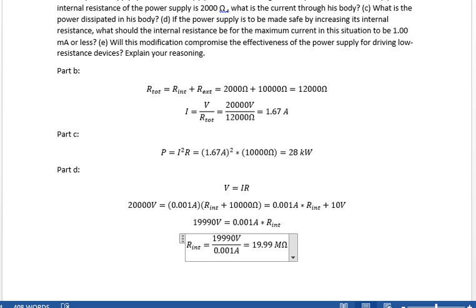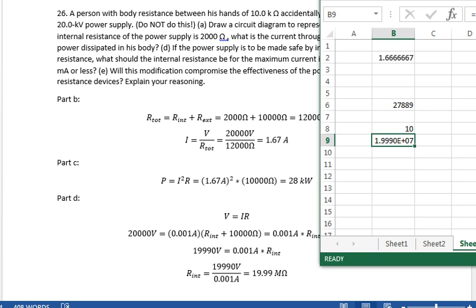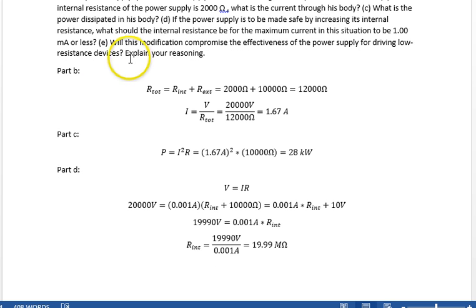Megaohms. Now, if you're one of the people that measured the resistance of your body from hand to hand in the lab, you found that the body's resistance is actually more on the order of 1 or 2 megaohms, and not this 10 kiloohms they have here. Okay, part E. Will this modification compromise the effectiveness of the power supply for driving low resistance devices? The answer is yes.